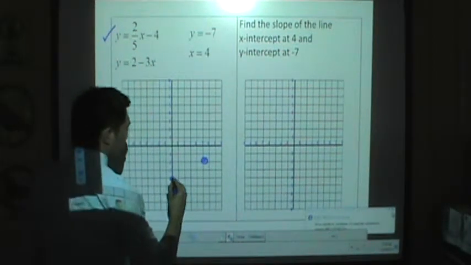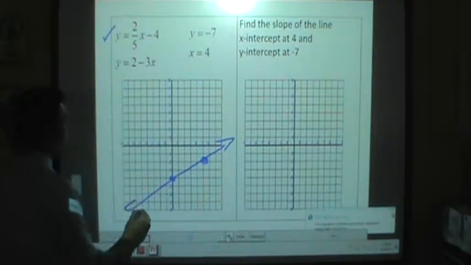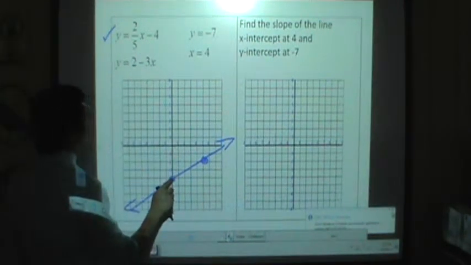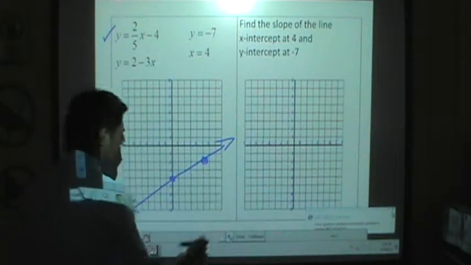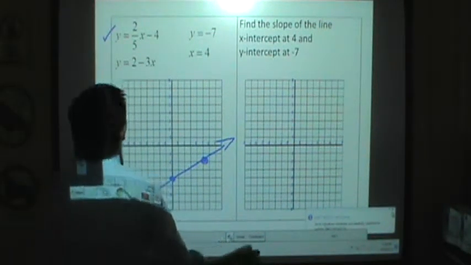That's it. That is the graph. Again, start with the y-intercept at negative 4, and the slope is 2 over 5: 1, 2, then 1, 2, 3, 4, 5 to the right. Okay, next.